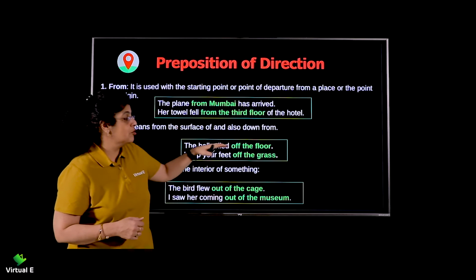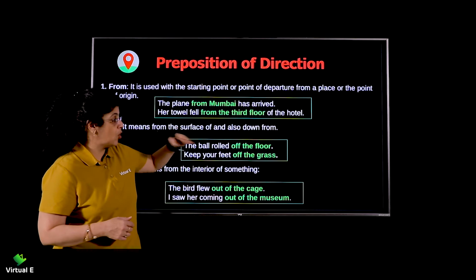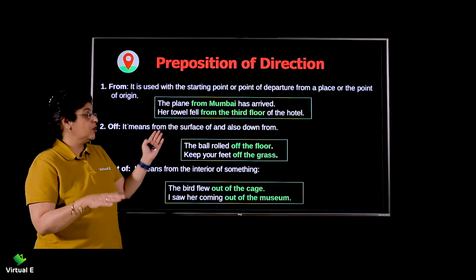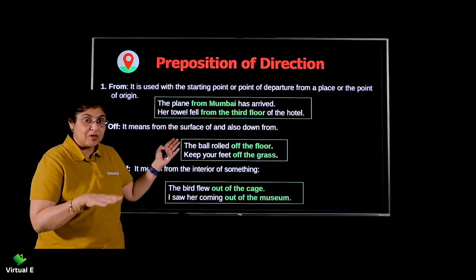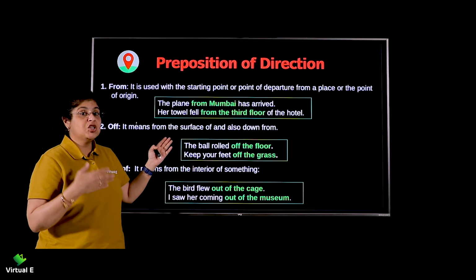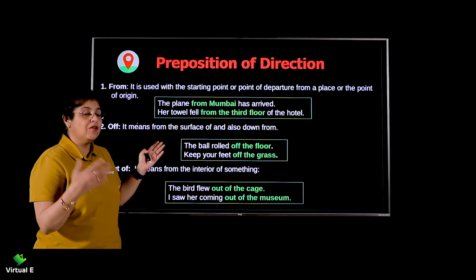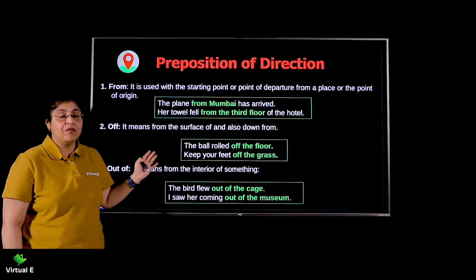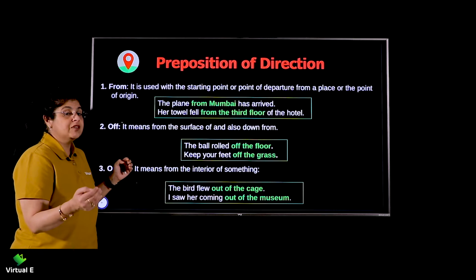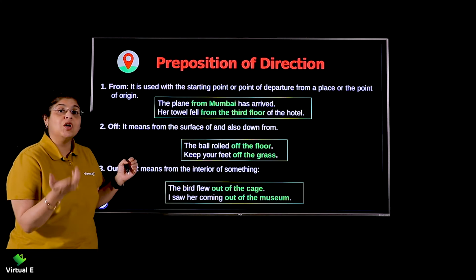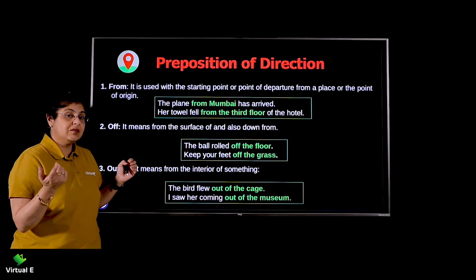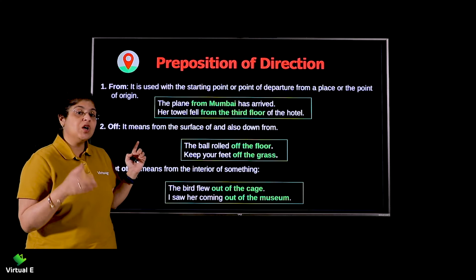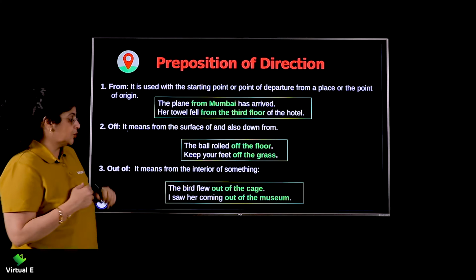Like the ball rolled off the floor. It went off. It went down from there. Keep your feet off the grass. Don't keep it on the grass, from the surface of. Don't keep it on that. We can also say she fell off the table, off the chair. So off the surface, down. Yeah. So this is off. If this even comes as switch off the buttons, or switch on the AC, switch off the TV, we don't say on the TV and off the TV, please. We use the words switch on and switch off. So this is what we use.